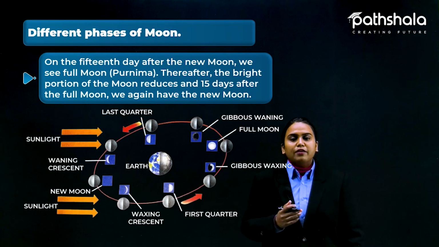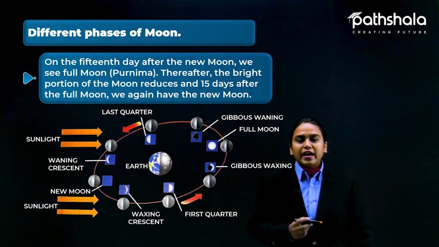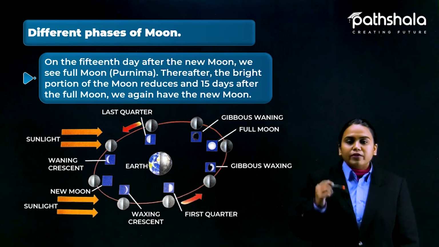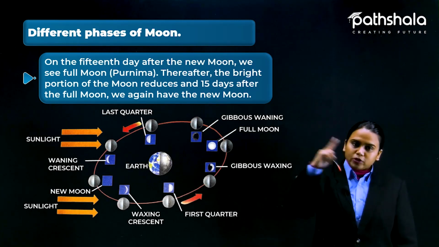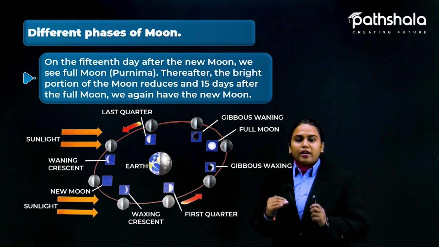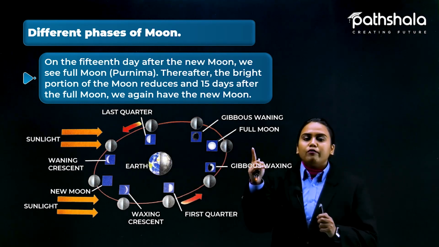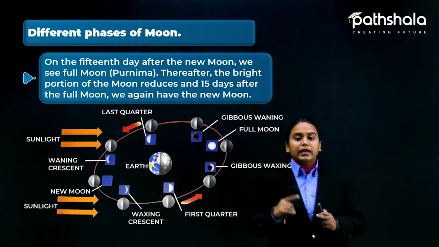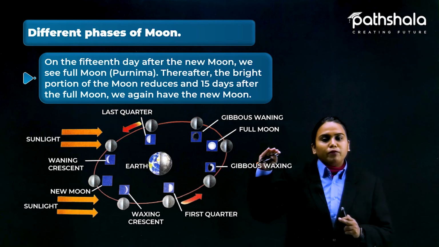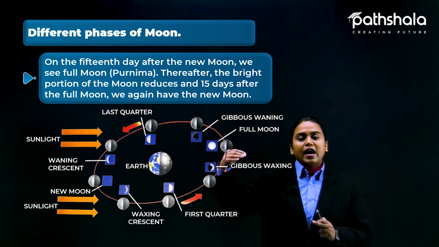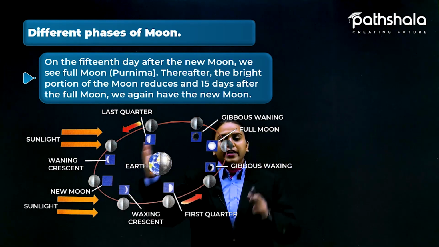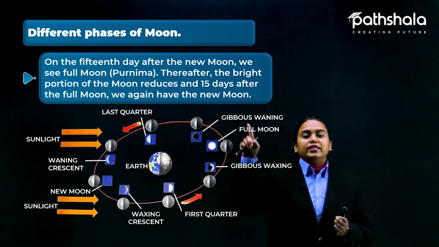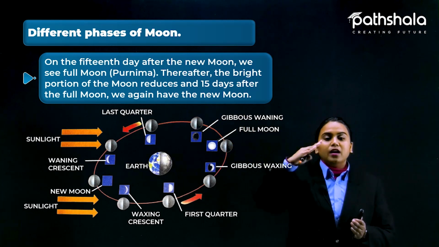That full moon we call Purnima. On the 15th day after the new moon, Amavasya, completing those 15 days we will again be able to see the full moon, which we call Purnima. Thereafter the bright portion of the moon reduces, and it again takes 15 days to convert the full moon into the new moon, and that is known as the waning process. That means now it is decreasing.